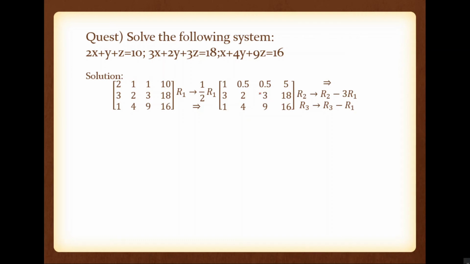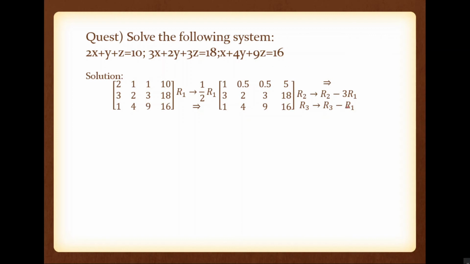Now 3: substitute 3 into R2, with 0.5 from R1. So 3 minus 3 into 0.5, that is 3 minus 1.5, so this value is 1.5. Now substitute 18 here. So 18 minus 3 into 5, that is 18 minus 15, so that is 3. Similarly, the third row. 1 here, then 1 here, so we have 1 minus 1, 0. Then 4 minus 0.5.